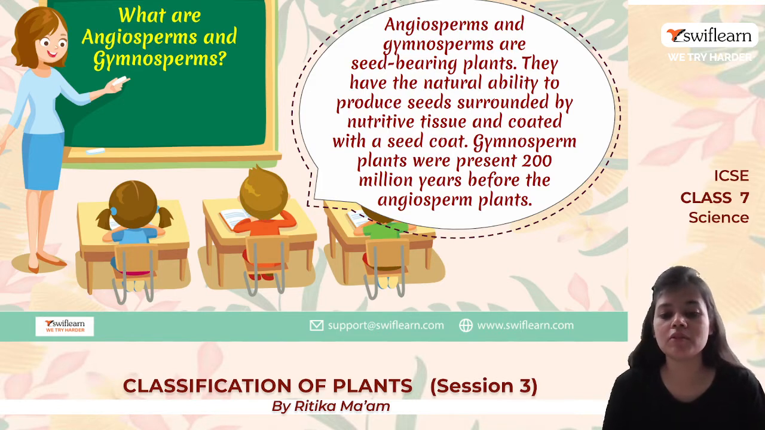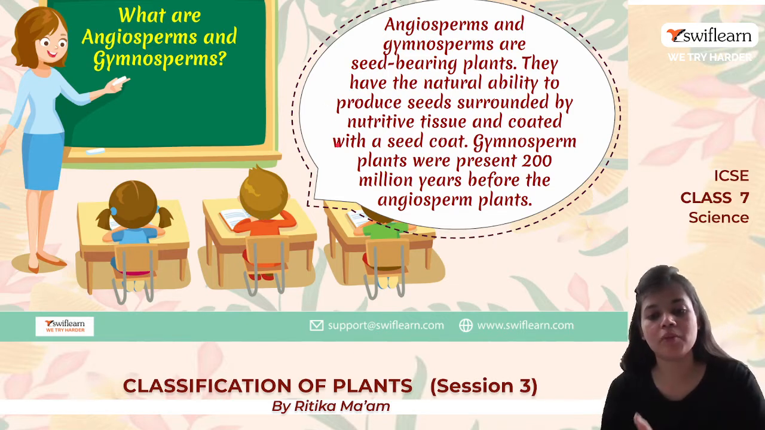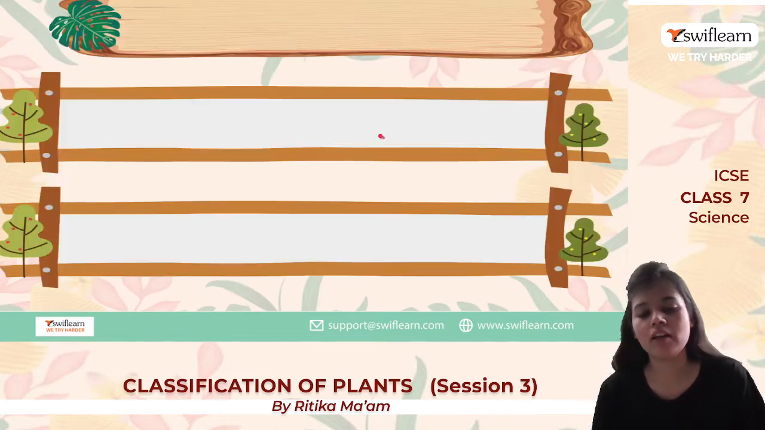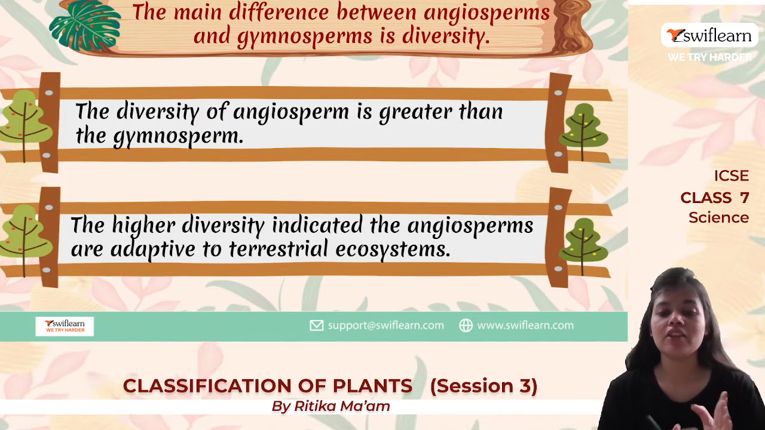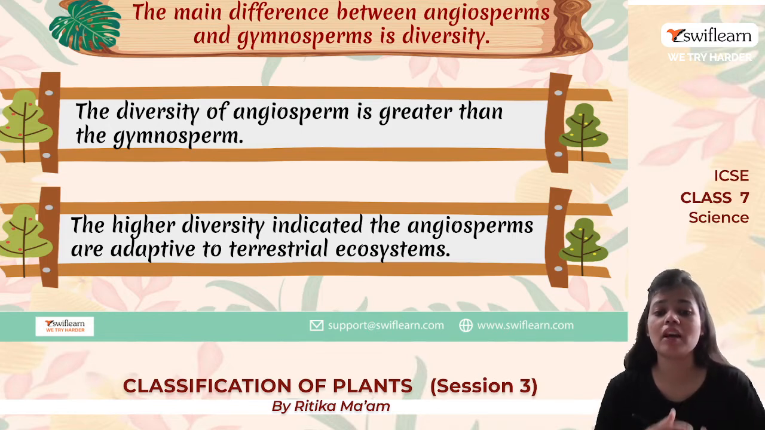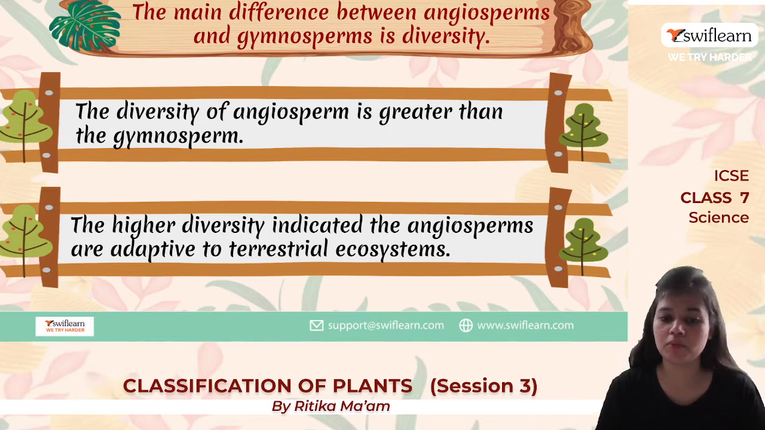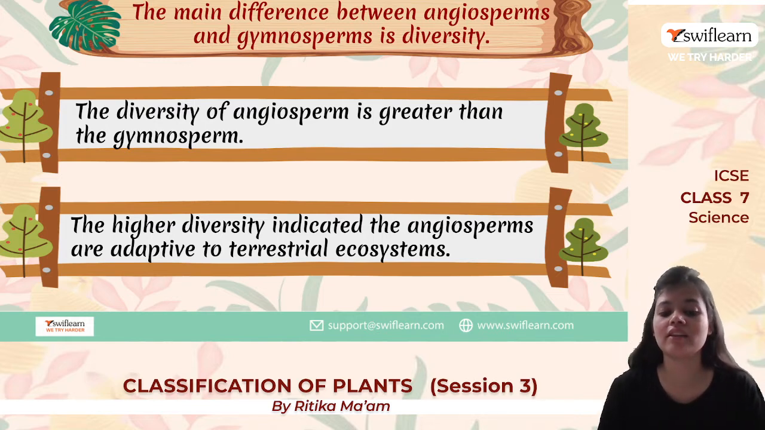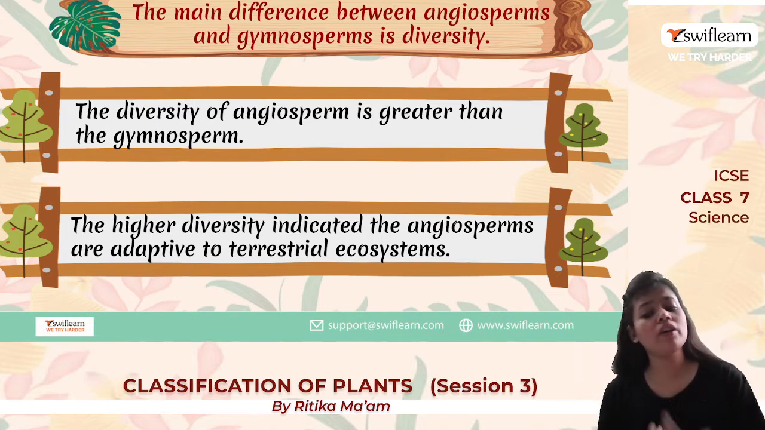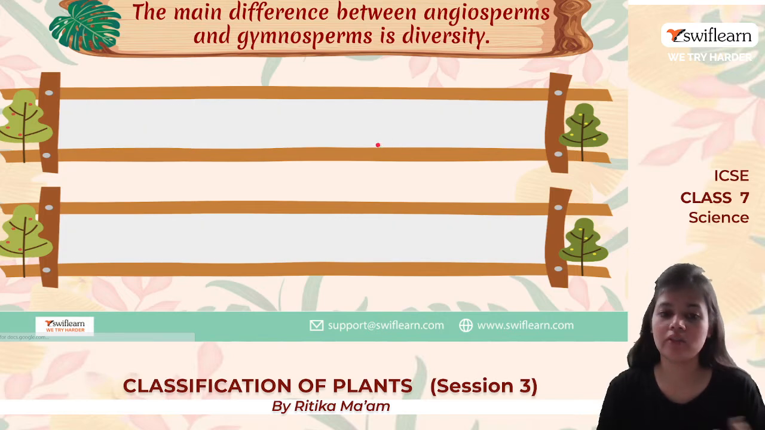Gymnosperms were the plants present 200 million years ago, before angiosperm plants. Angiosperms are much more developed. Let us see how. The main difference between angiosperm and gymnosperm is diversity. Angiosperms are much more diverse than gymnosperms, and the higher diversity indicates the angiosperms are adaptive to the terrestrial ecosystem. Since they are more adaptive, that is why they are highly diverse.